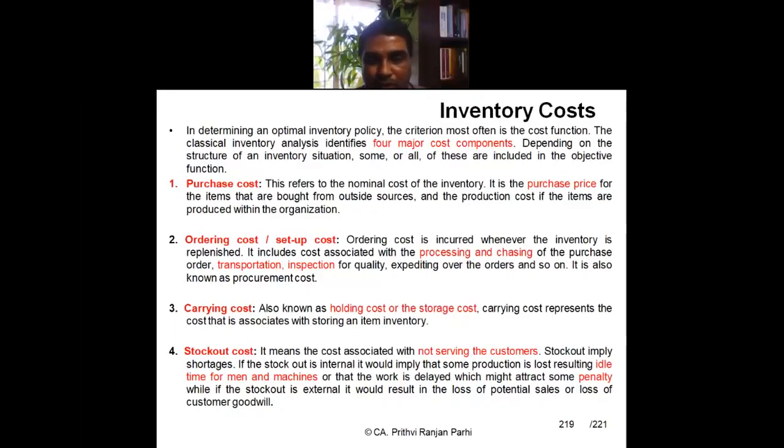Fourth part is stock out cost. Stock out cost means if stock is not there, then you might lose a customer. You may not be able to serve a particular customer. If stock is not there, it will bring some kind of idle time, so that cost has to be incurred: idle time cost of men, idle time cost of machines. And sometimes if customers' orders are not met, then some penalty cost also needs to be incurred. So these are the four kinds of cost involved in managing inventory.